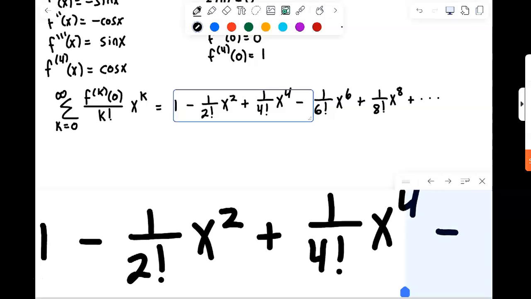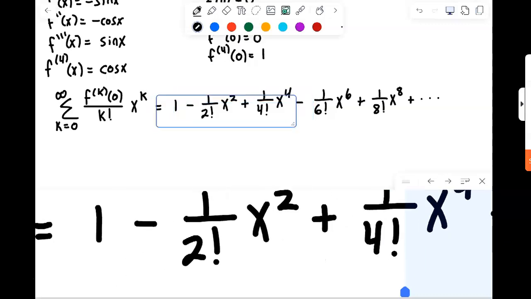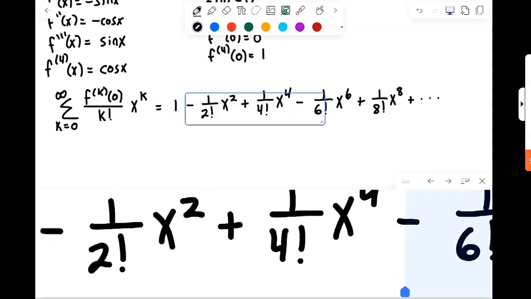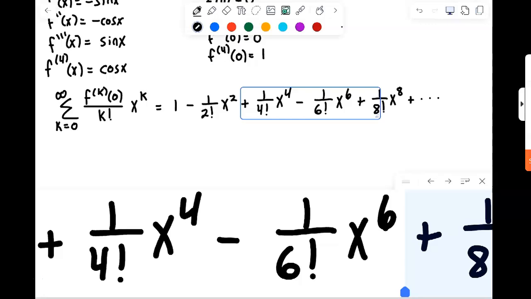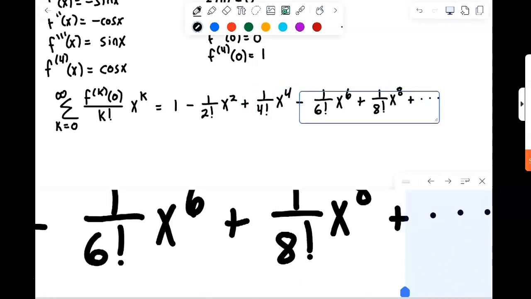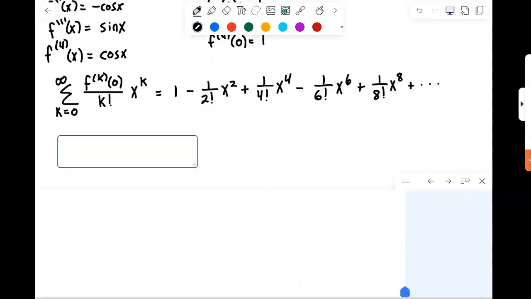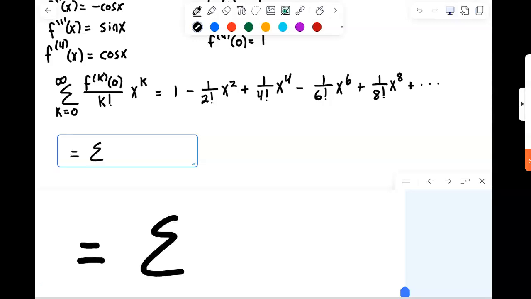And then we also have to account for the alternating sign. The first term was positive at 0. When k equals 1, that would be an odd power. Then k equals 2, we'd be at 4. K equals 3, we'd be back to 6. So with all that in mind, we can write our series out like this.